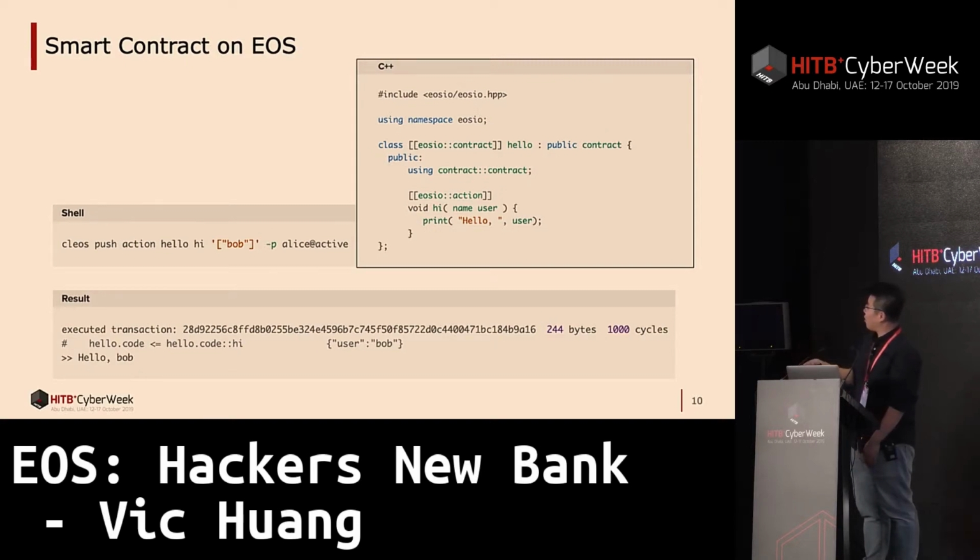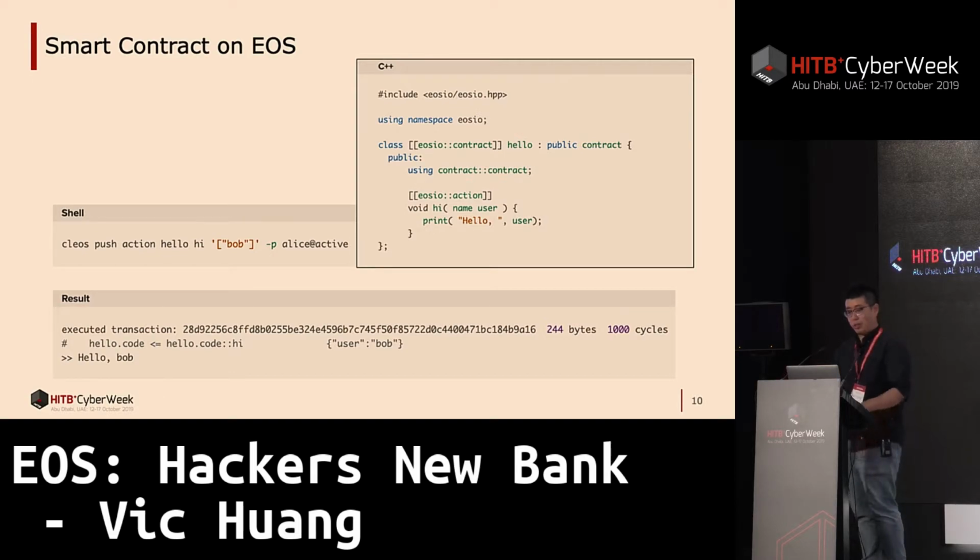So here's the small contract on EOS. It's written in C++, but it seems a little different from usual. If you want to push an action, it means you want to do something, interact with another contract. You have to do push actions.